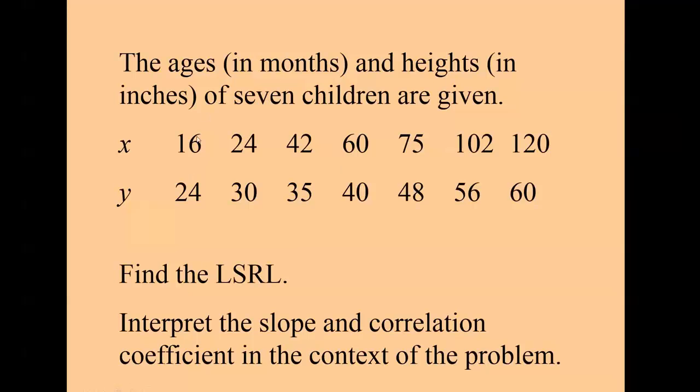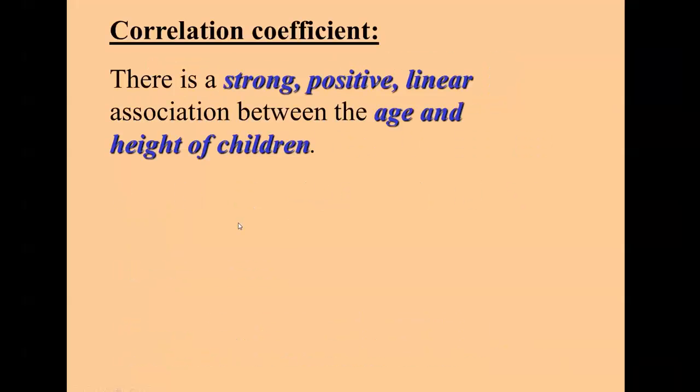So x and y, meaning x means ages and y means heights of the children. Okay, so our correlation coefficient would be phrased as there is a strong positive linear association between age and height of children. So notice I filled in the blank based on what R told us. R was a fairly strong R, and it was positive. Now that word linear, we still haven't talked about how to tell that yet, but we're getting there.